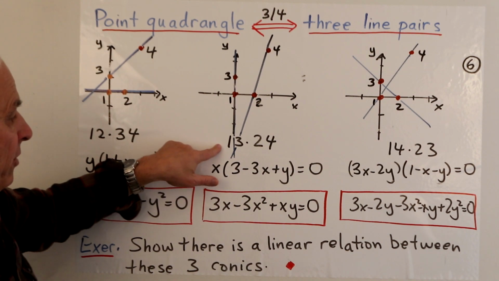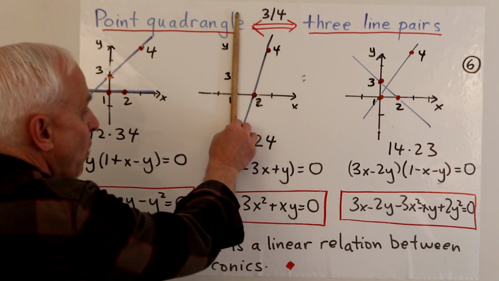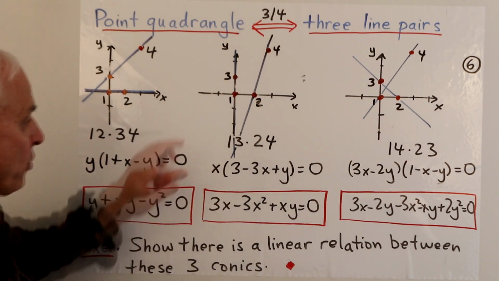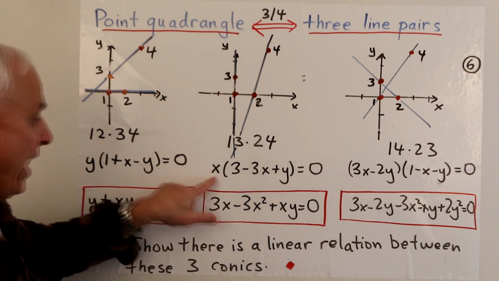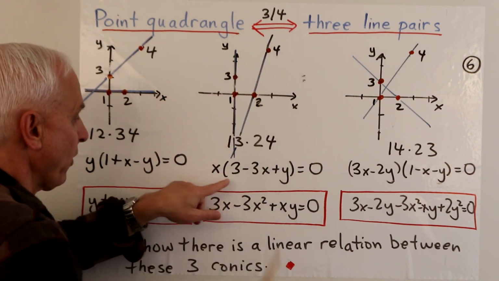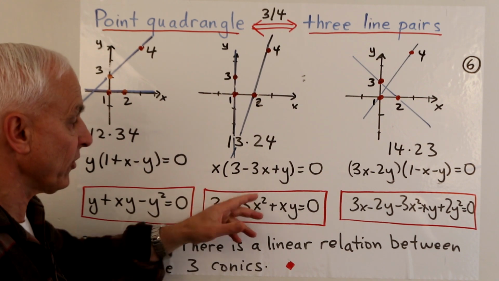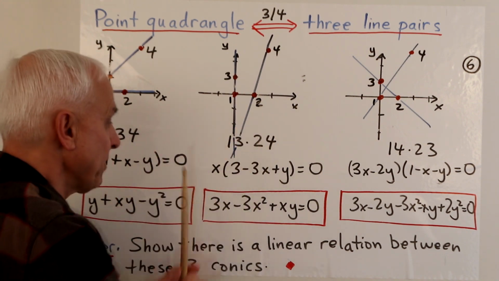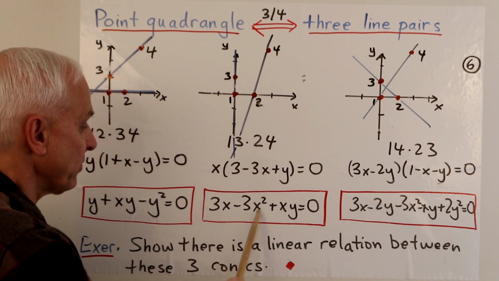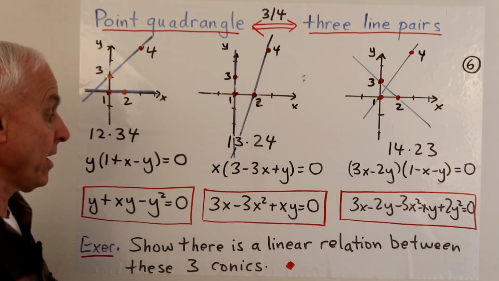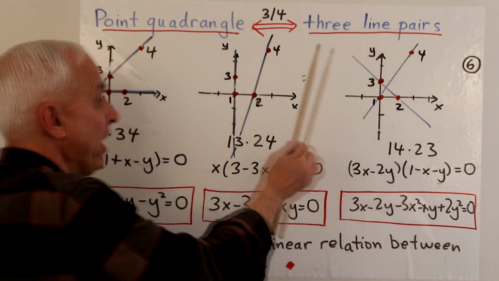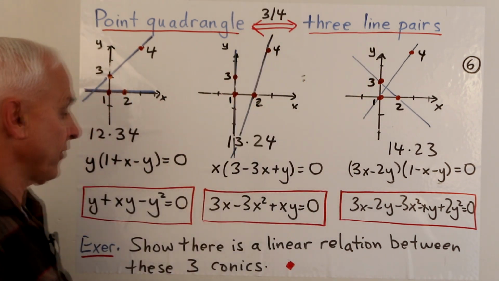Corresponding, let's say over here, 1, 3, 2, 4. So there's 1, 3, there's 2, 4. The equation of 1, 3 is x equals 0. The equation of 2, 4 is 3 minus 3x plus y equals 0. We put them together, we multiply them together, we get the equation 3x minus 3x squared plus xy equals 0. That's then the equation of the line pair consisting of these 2 lines.